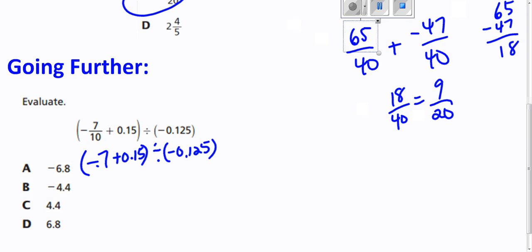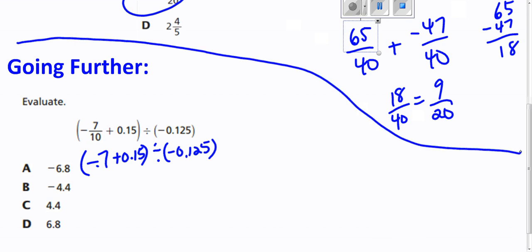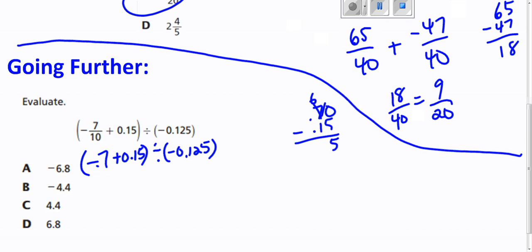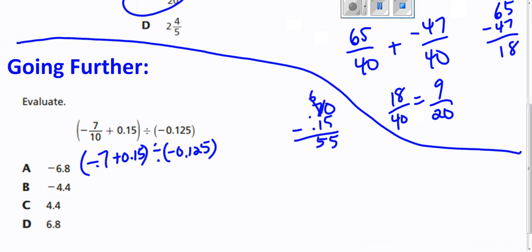So negative 0.7 plus 0.15, that's a negative plus a positive. So off to the side, do the subtraction. 0.7 minus 0.15. You can add a 0 there so it lines up. Borrow from that, make that a 6, make that a 10, that's 5. That's 5. And so 0.55, but negative 7 is bigger, so it's negative. So now it's negative 0.55 divided by negative 0.125.